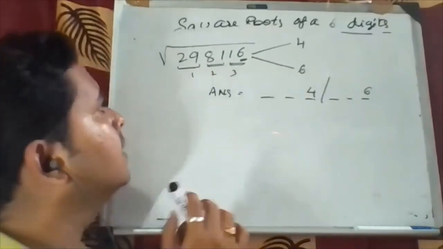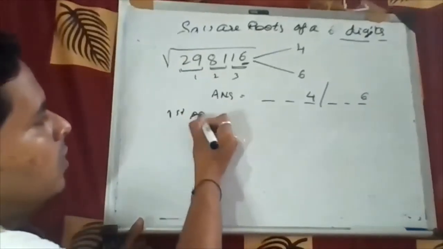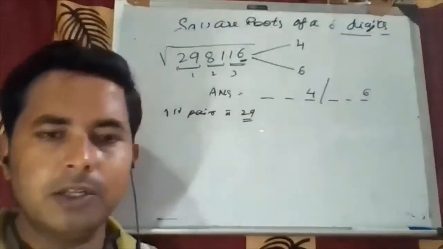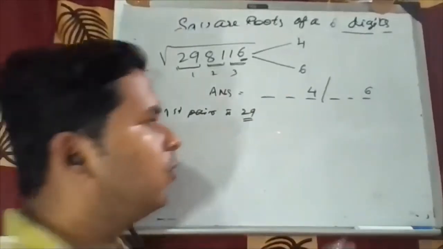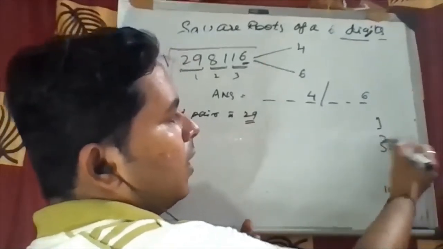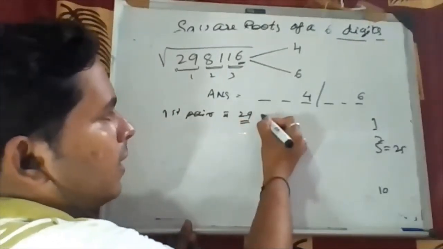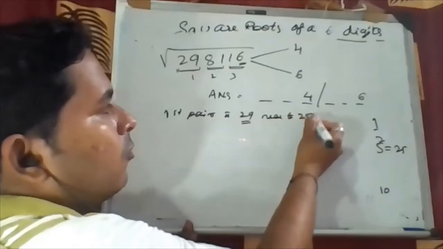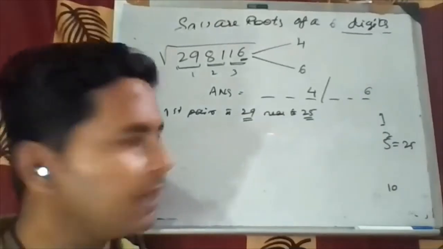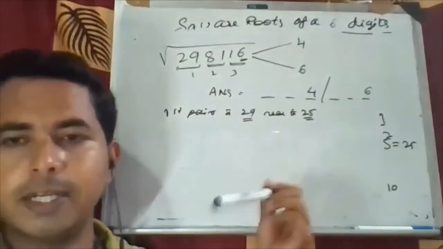Next, what do we have to do? Check the first pair. What is the first pair? The first pair is 29. Now check in the normal squares from 1 to 10, where 25 lies. It is the square of 5. So the first pair is 29, and it is near to 25. Compare the first pair with perfect squares and check where it lies. It lies near 25.